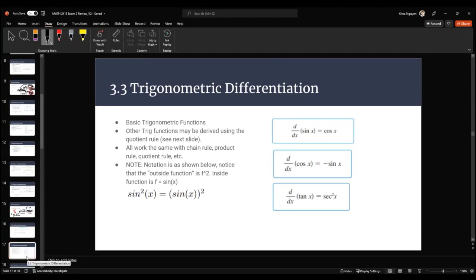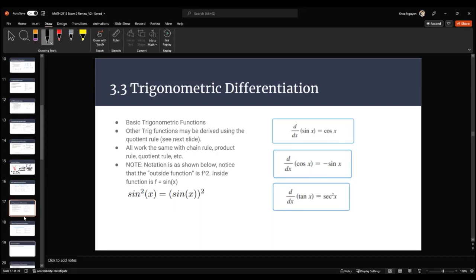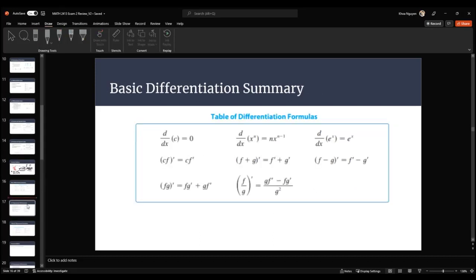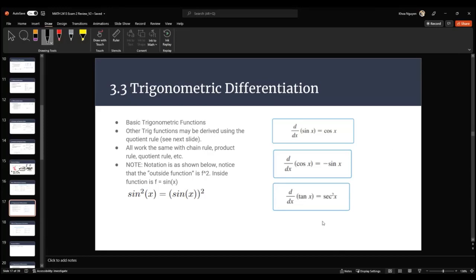So the next thing is trigonometric differentiation. These are the rules that you want to memorize. They're really helpful. There's also a few more. There will be a table. But you could technically derive some of them, but fundamentally you need to know that sine leads to cosine, and then cosine leads to negative sine. They work the same with chain rule, product rule, quotient rule.